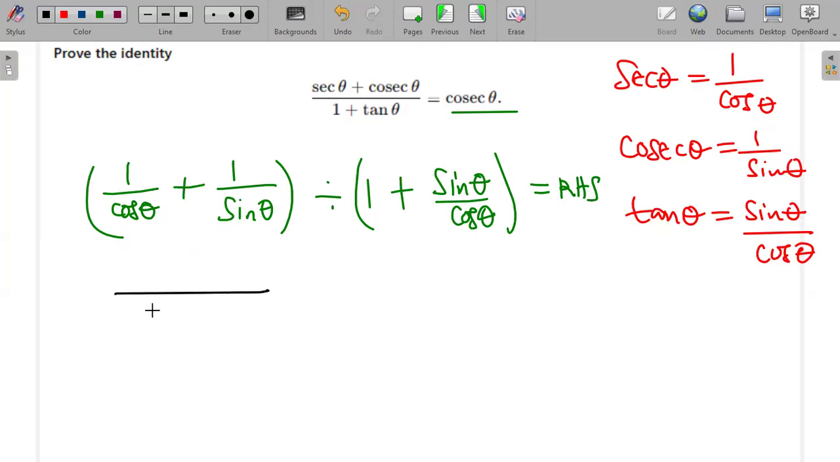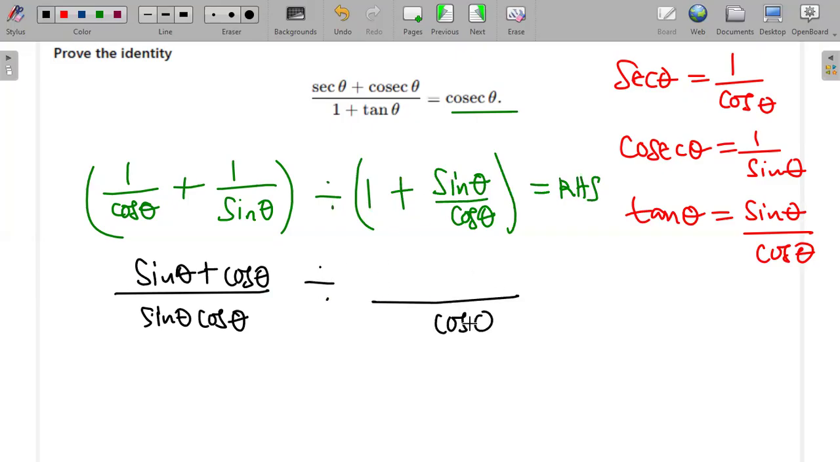Common denominator there is sine theta cos theta. Okay, this into this, I just get the sine theta multiplied by 1, I get sine theta, plus this into this, I get the cos theta multiplied by the 1, I get cos theta, divided by, here I say the common denominator there will just be cos theta, because here I can say 1 over 1.